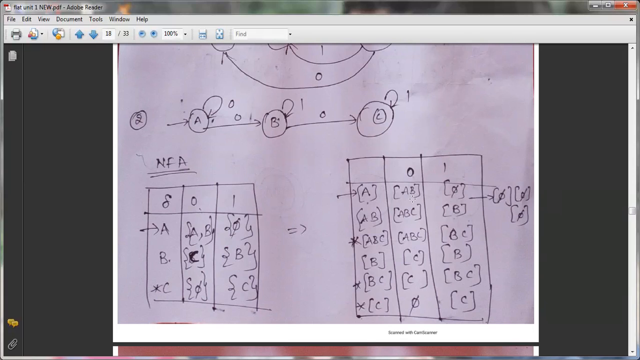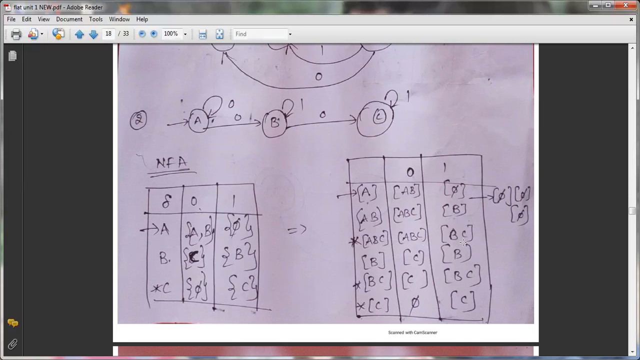So ABC on 0: A on 0 is going to AB, B on 0 is going to C, and C on 0 is going to null state. So I'll write it as ABC. And ABC on 1 is going to where? A on 1 is going to null state, B on 1 is going to B, and C on 1 is going to C. So I will write it as BC. Now B is also one more new state I am having here. So I will write it as B here. B on 0 is going to C and B on 1 is going to B.